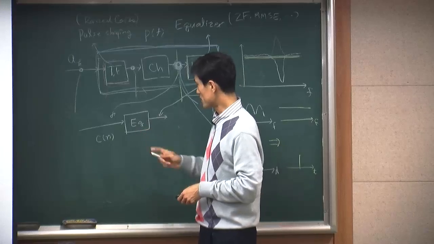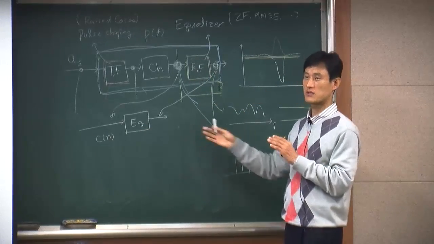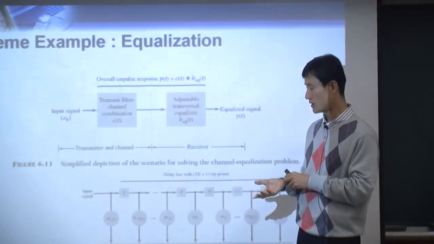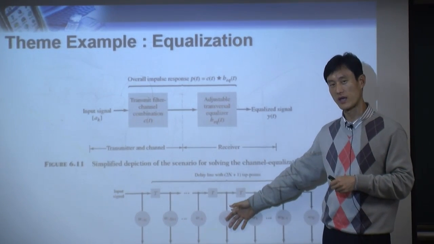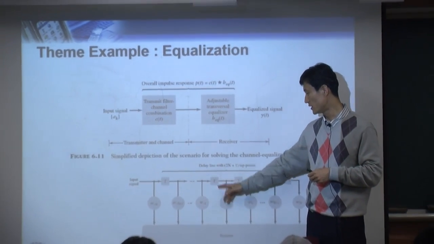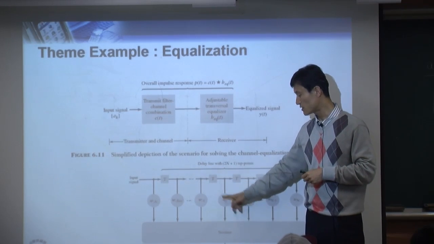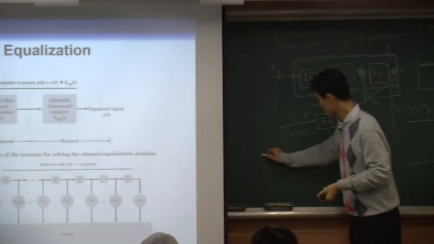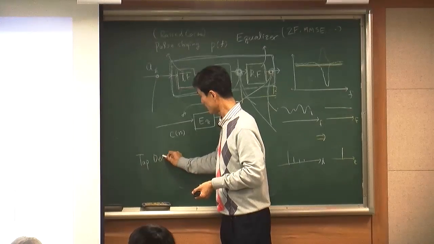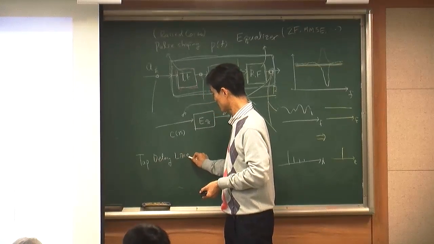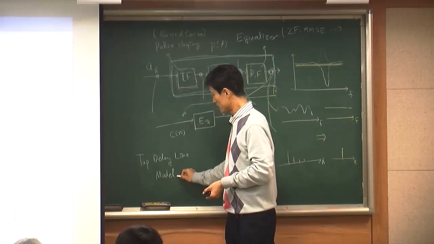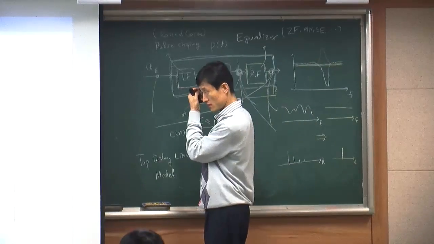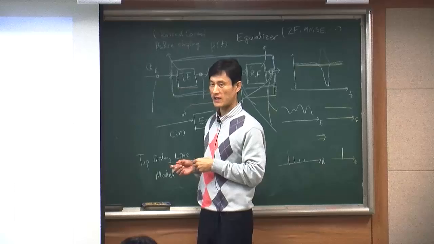Okay, and the equalizer has multiple taps because this is a filter. When you draw the model for a filter, typically we draw it this way. This is called the tap delay line model. You see here the delay line, right? Each one is called a tap, so that's why we call this kind of model a tap delay line model. This is the most common model for a filter. Every filter is typically modeled by the tap delay line model.